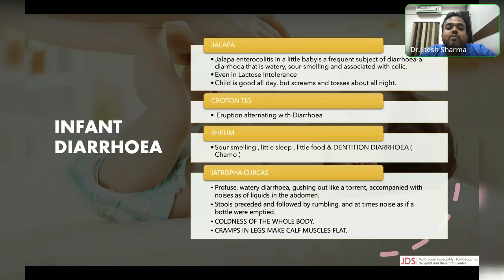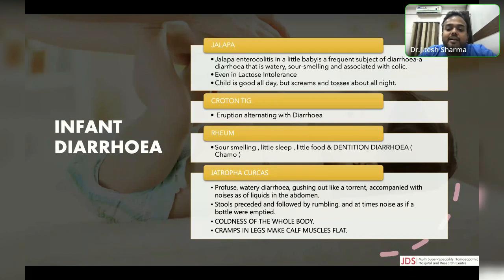Croton comes where there is a lot of eruption. Suppose he got diaper dermatitis, and once the diaper dermatitis settles down, again the diarrhea comes. Then again the rashes go away, diarrhea goes away, then again the rashes come. So these things keep on alternating. You can think of Croton tig as the only one which can help you.